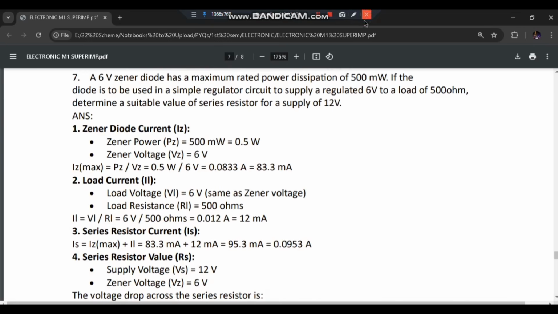Moving on to the next one, we have a numerical with respect to the zener diode.